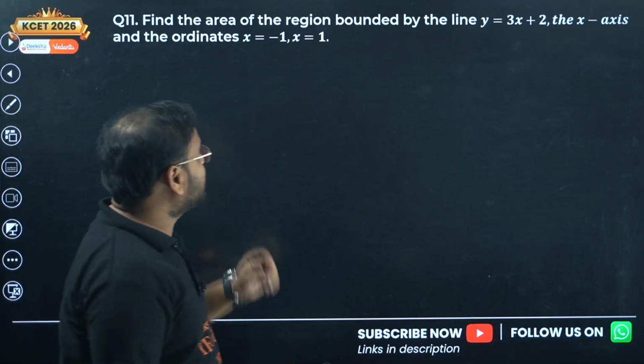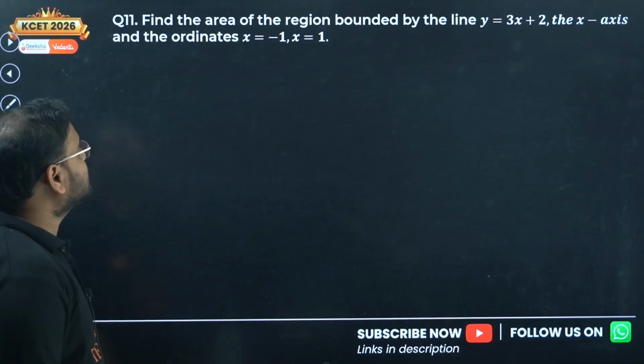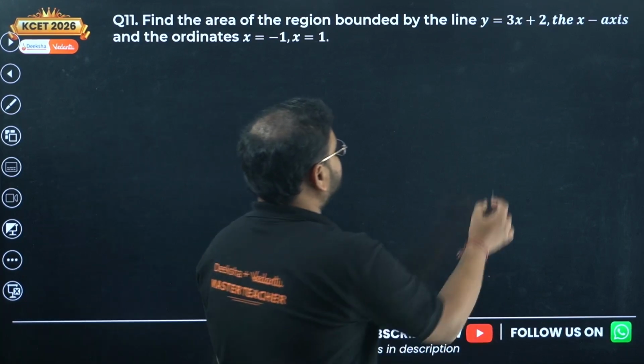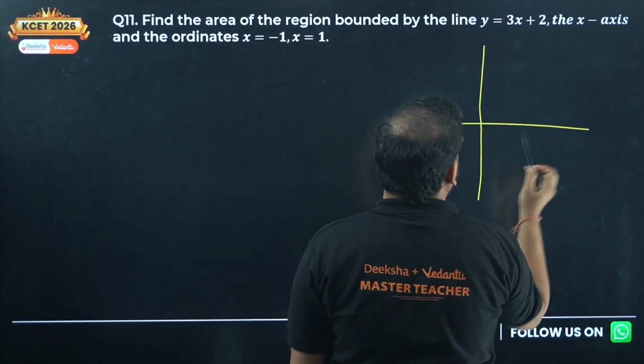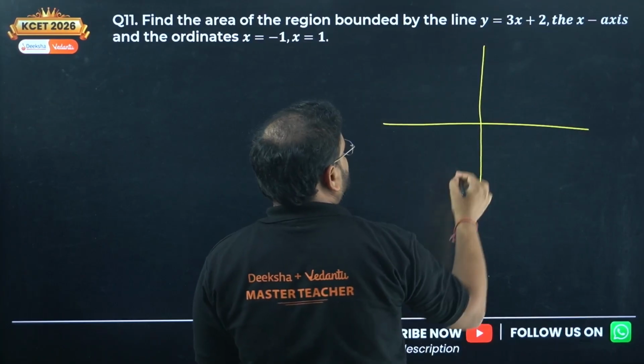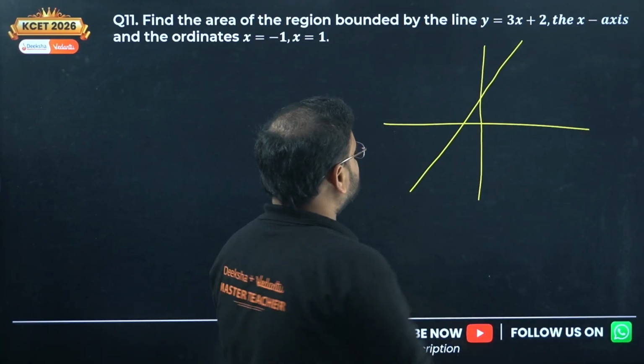Find the area of the region bounded by the line y equal to 3x plus 2 and the x-axis. Okay, this curve. When x is 0, y is 2. So this is the point.